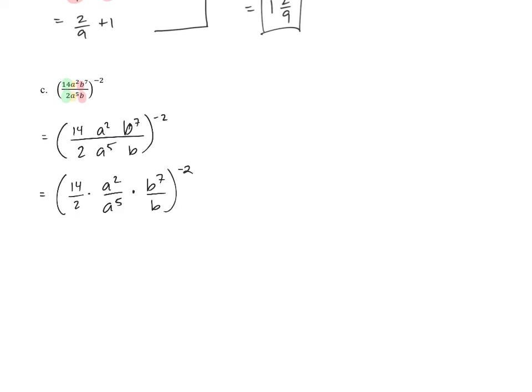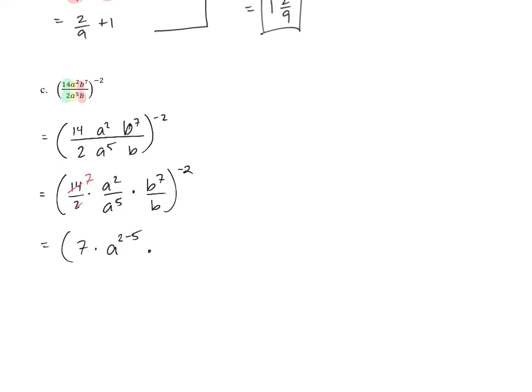Alright, so let's see. Simplifying, 14 divided by 2 is just going to be 7. And then I have the a to the second power divided by a to the fifth power. So I'll keep the base and then I'll subtract the exponents. So 2 minus 5.